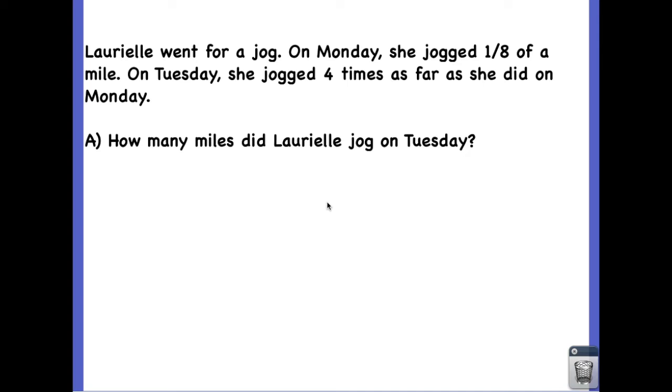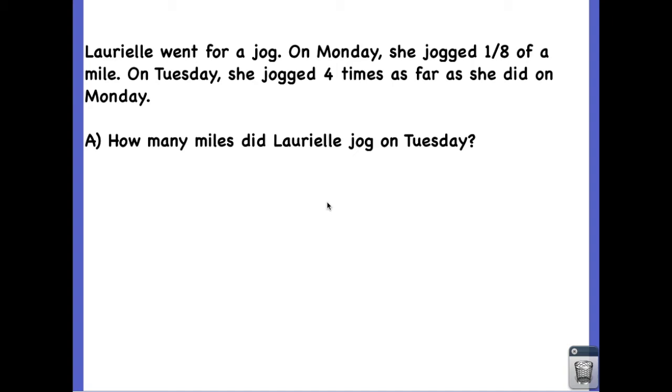Alright, so L'Oreal went for a jog. On Monday, she jogged 1/8 of a mile. On Tuesday, she jogged 4 times as far as she did on Monday. So our question is, how many miles did L'Oreal jog on Tuesday?